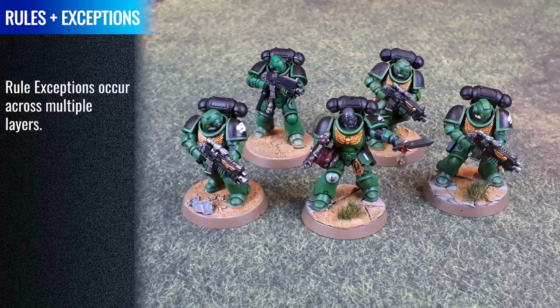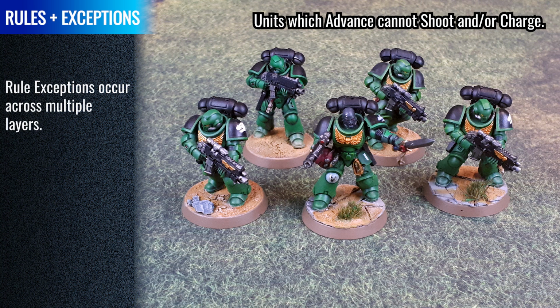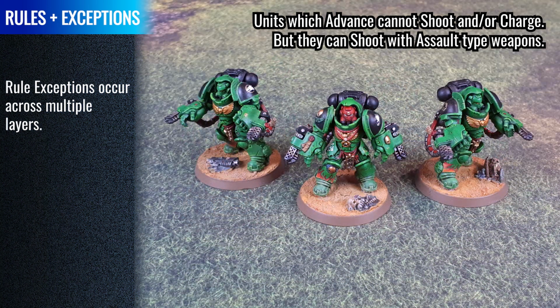Warhammer 40k is a game of rules and exceptions to those rules. This occurs on multiple layers across the game's design. As an example, we can look at the rule, units cannot shoot or charge if they advanced in the movement phase. And even at the core rules level we have an exception. That is, units can shoot weapons of the assault type, even if they advanced.